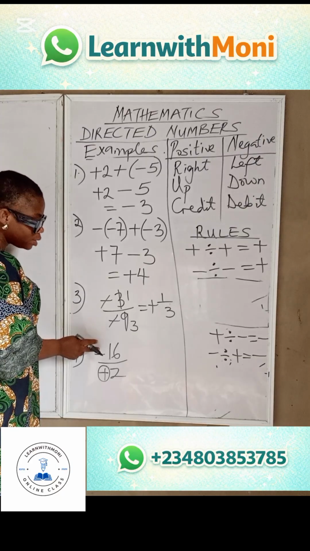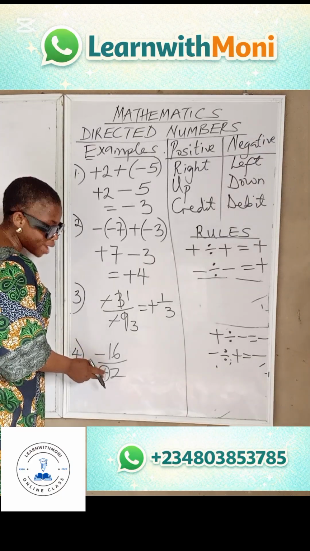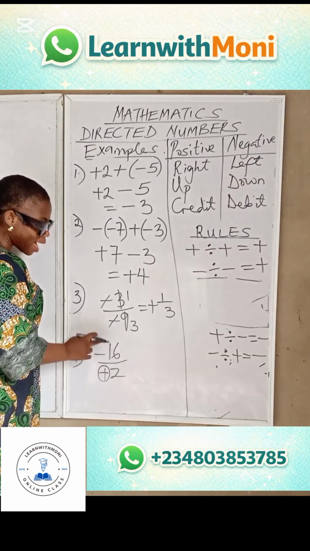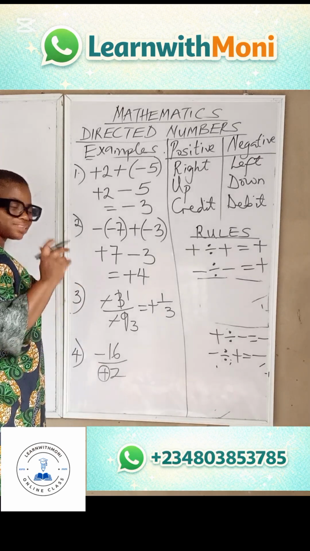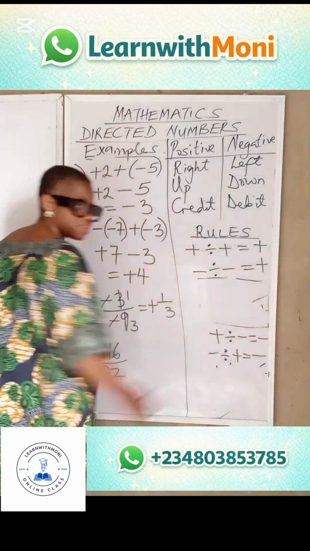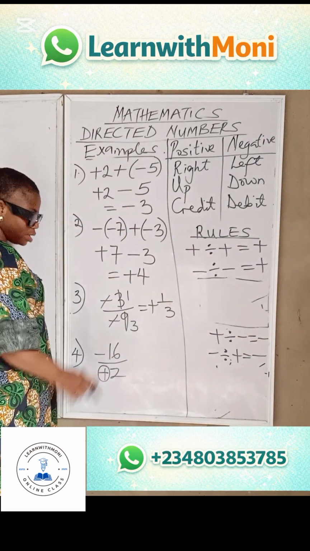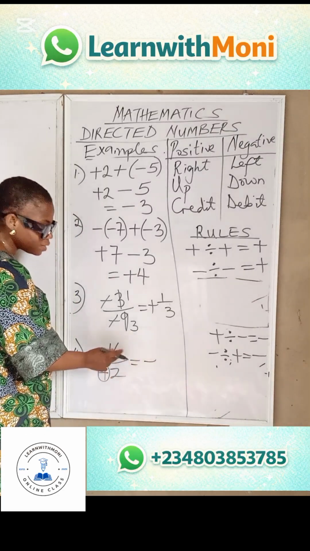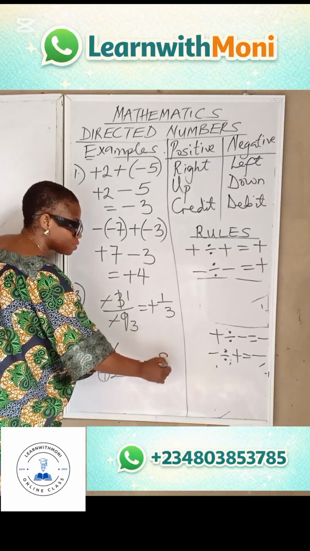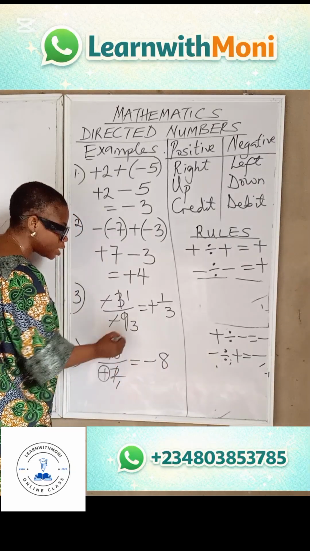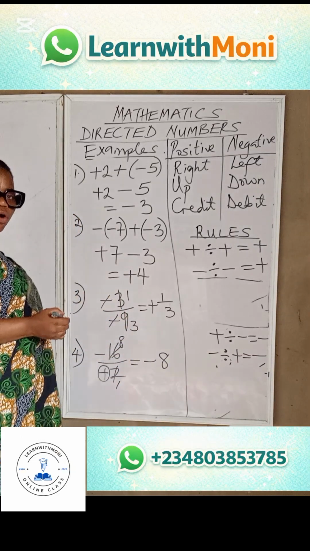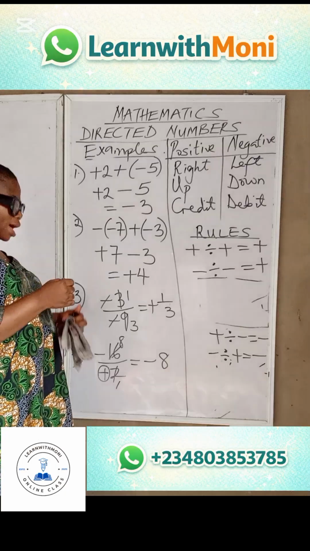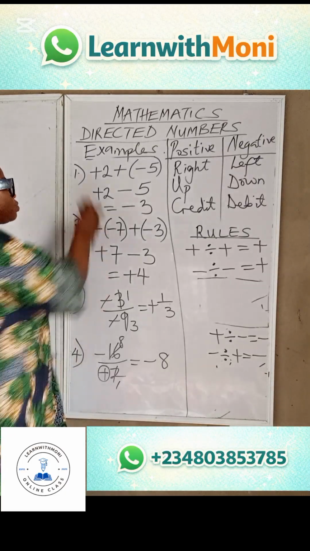That means we have negative divided by positive. The signs are different. Remember, when the signs are different, the result is minus, negative. Minus divided by plus is minus. 16 divided by 2 is 8. I hope you understand it. Let us look at more complex situations.